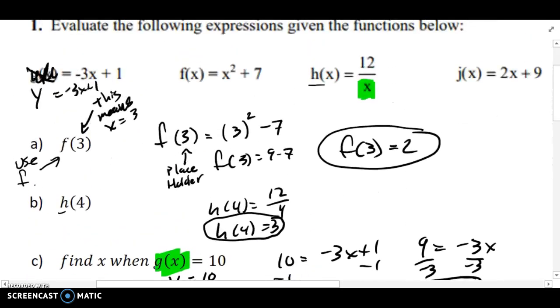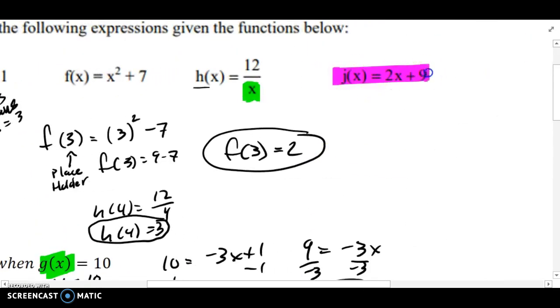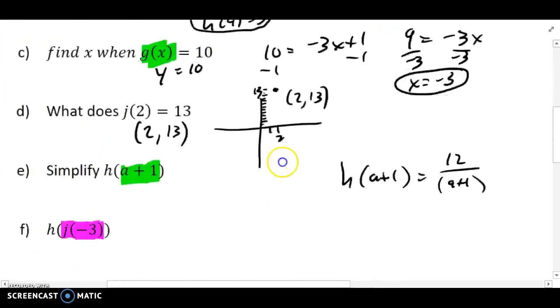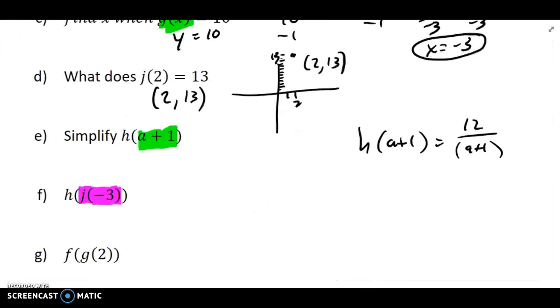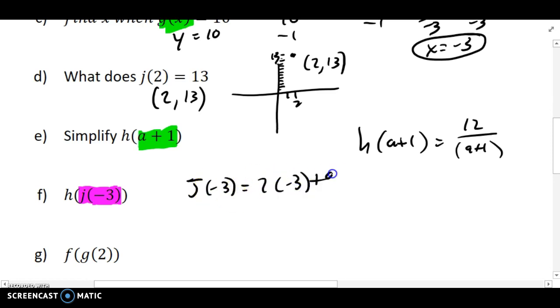So J is right here. Okay, so 2x plus 9. So we're going to write that out. So we got J is negative 3, and it is 2x plus 9. So J of negative 3 is equal to negative 6 plus 9. So J of negative 3 is equal to 3. Kind of ironic there. So notice that this is the answer.